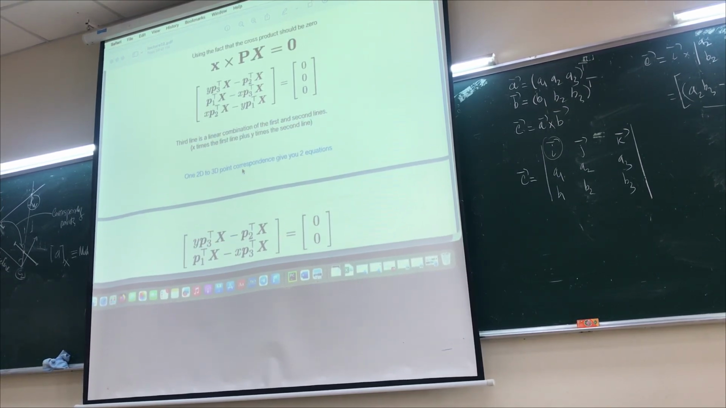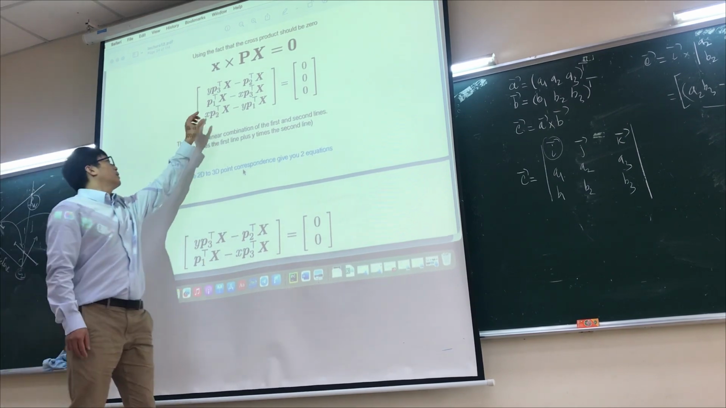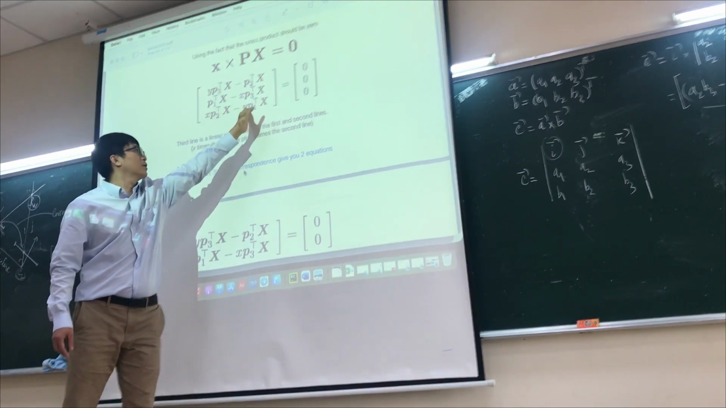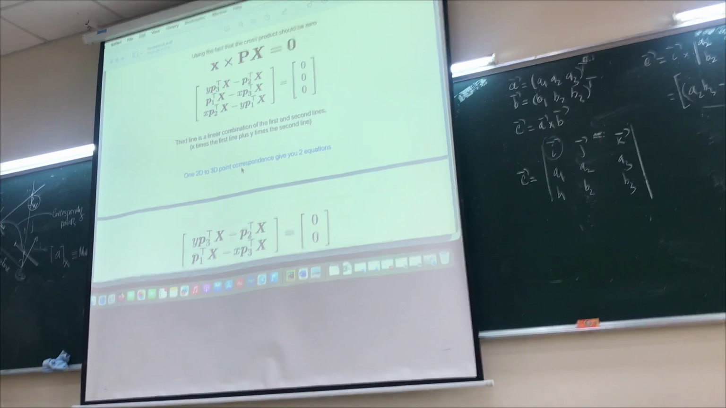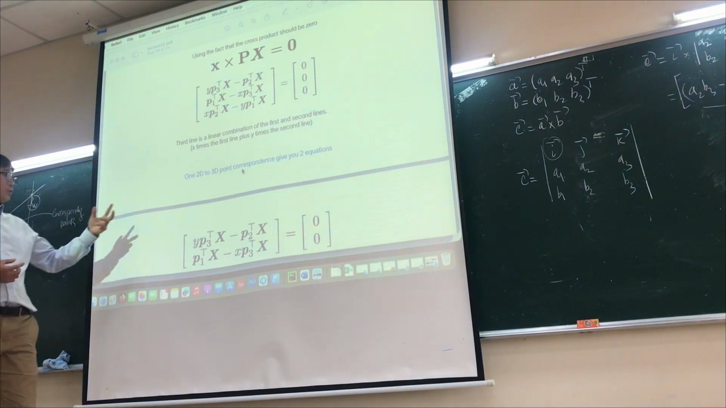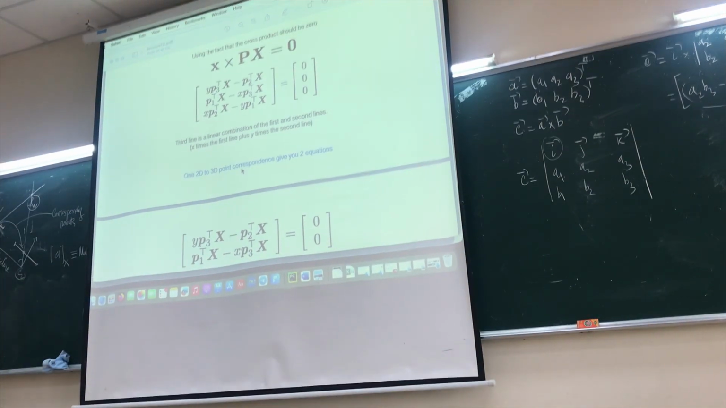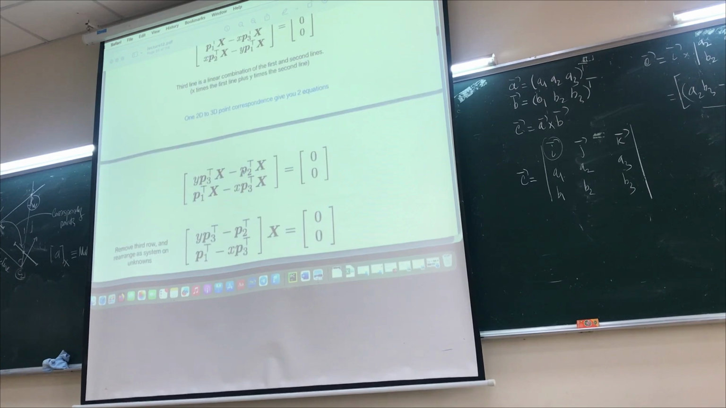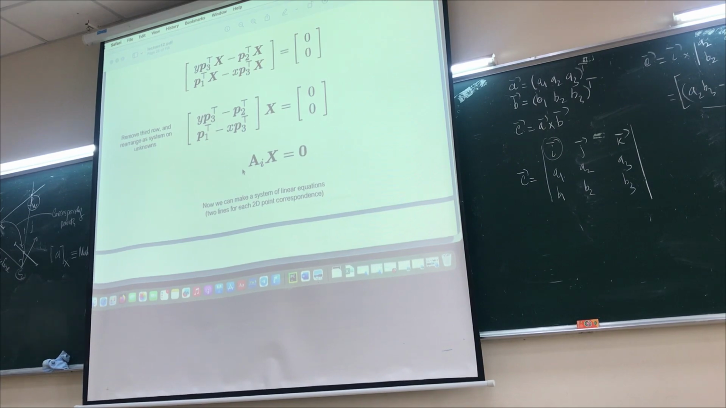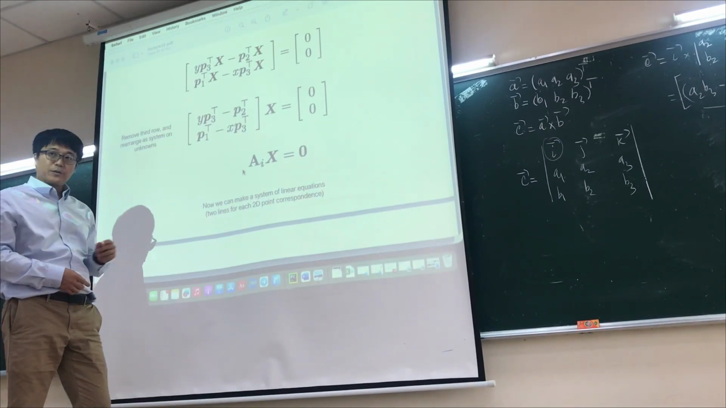Okay, and you can see 3 rows. But the third row is a linear combination of the first 2 rows, otherwise you remove this row and you get only this. It means that for one pair you get 2 equations. Okay, that's 2 equations. And now you add many pairs to get the system right now. So again, we are back to solving the system of equations.